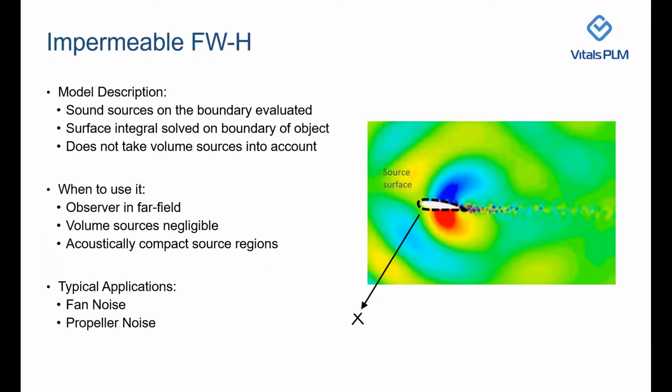And it is useful when the volume sources are not significant, and also when the sources are acoustically compact, meaning that the size of the sound sources is smaller than the wavelengths of the sound propagation. Typical applications include fan noise and propeller noise, where in both cases the blades of the rotating components are modeled as impermeable FW surfaces or control surfaces, where the sound sources are evaluated by surface integration for the strengths of the sources.